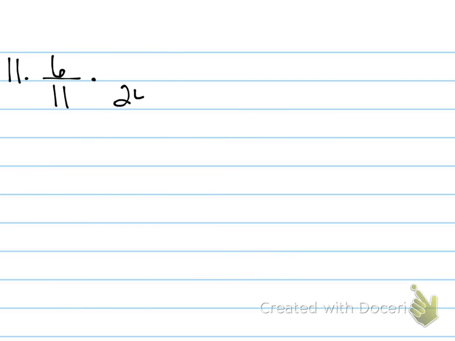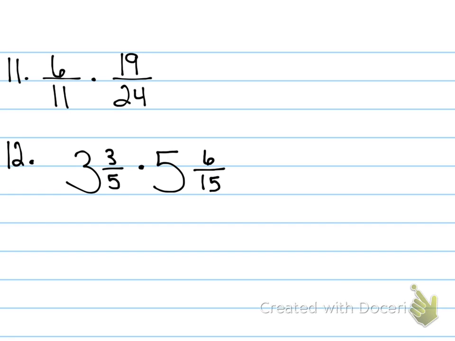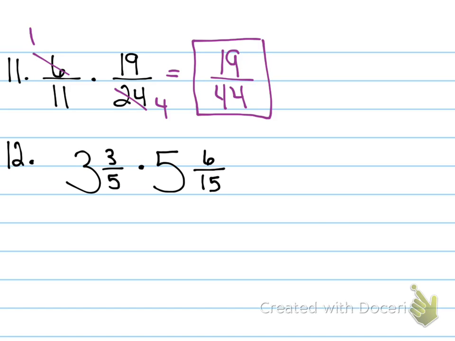Now let's multiply. Multiply these fractions. All right, Cameron. So did you cross-reduce anything? Yes. What did you cross-reduce? 6 and 24. Very good. And when you did that and multiplied, what did you get? 19 over 44. Very good. Do you agree with them? You should. 19 over 44.